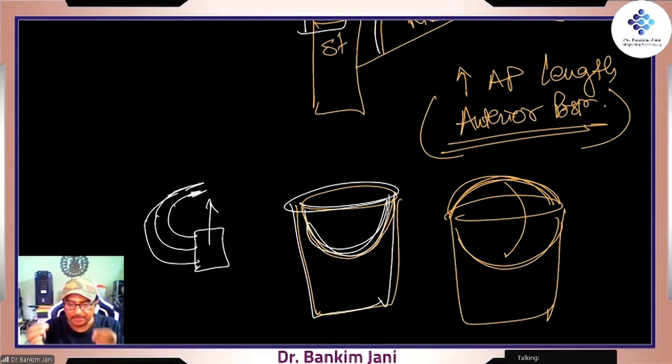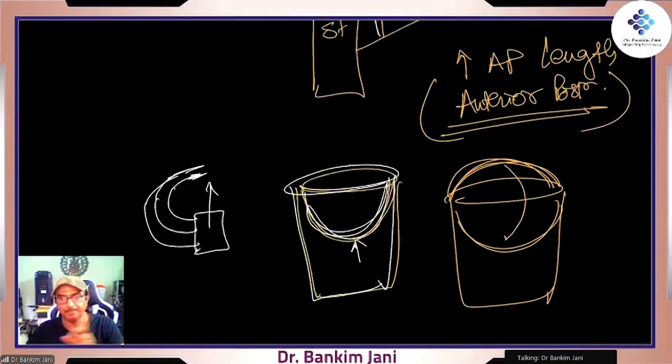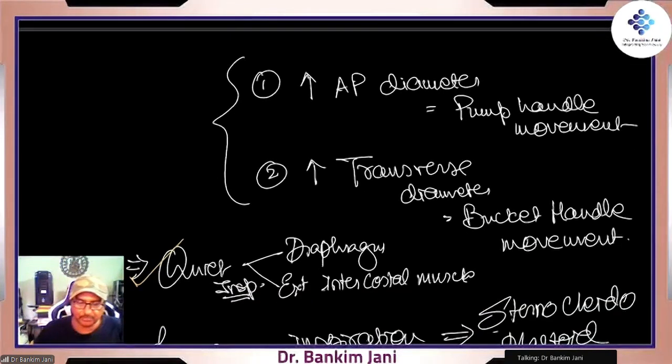Classically, bucket handle. The way this is the handle, if you take this handle up, how does it move? It moves to the side and it goes up. So that is what is called the bucket handle movement. When there is bucket handle movement, there will be an increase in the transverse diameter. I summarized it over here: there is an increase in the AP diameter when there is pump handle movement, and an increase in the transverse diameter when there is bucket handle movement, when it goes from both the sides.